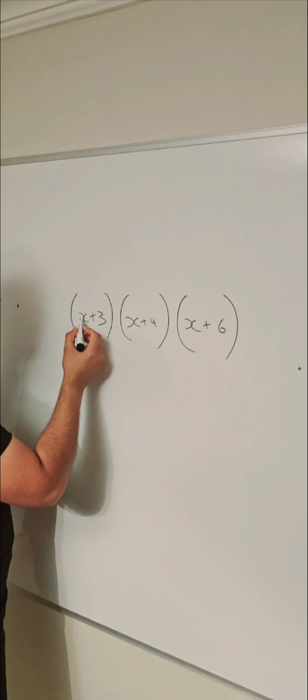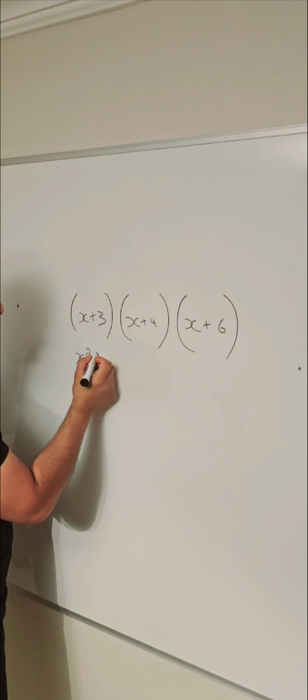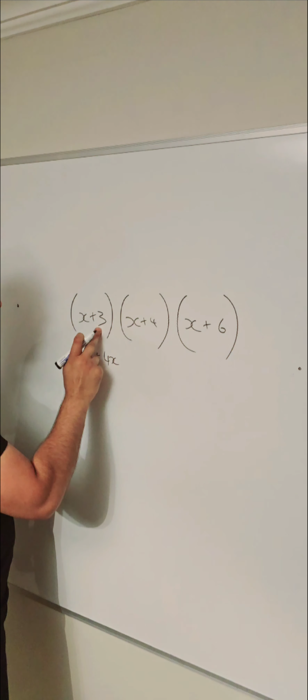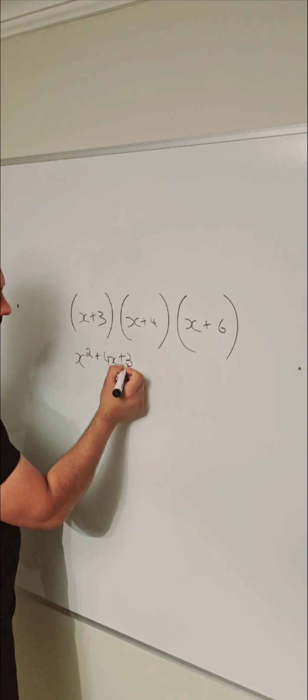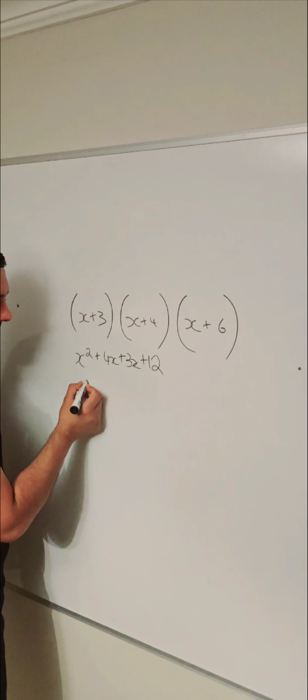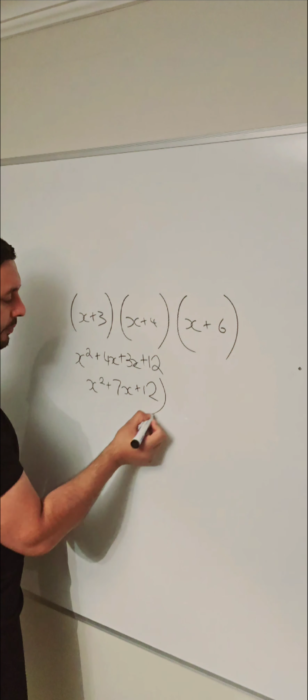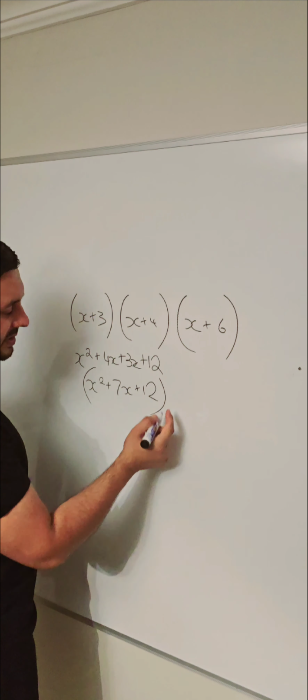These 2 numbers here. X times x is x squared. X times 4 is 4x. X times 3 is 3x. And 3 times 4 is 12. Now simplify that: x squared plus 7x plus 12. Put a bracket around that and bring down this bracket here.